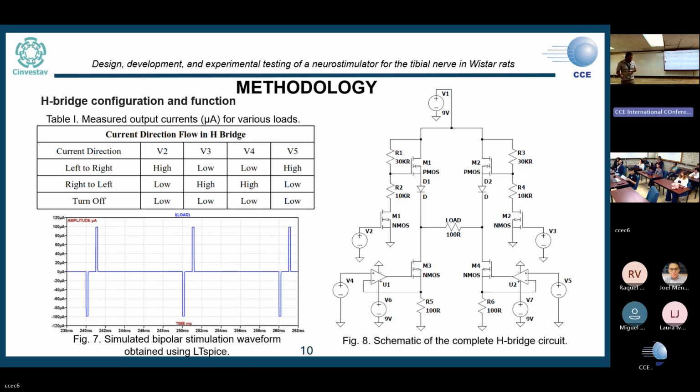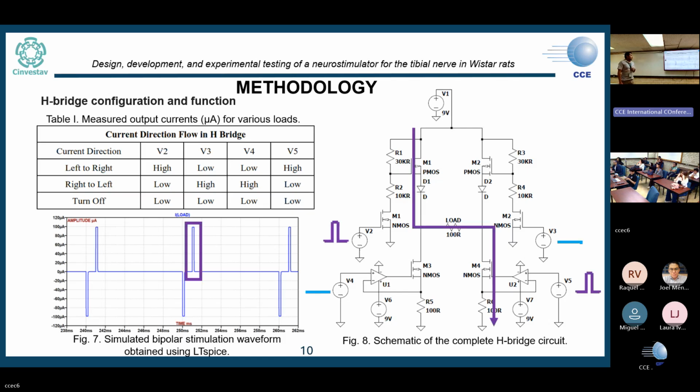So if we take all these components, we can create the H-bridge topology, and we can generate different waveforms like this. Figure 7 shows the bipolar stimulation waveform that we obtained from an LTspice simulation.